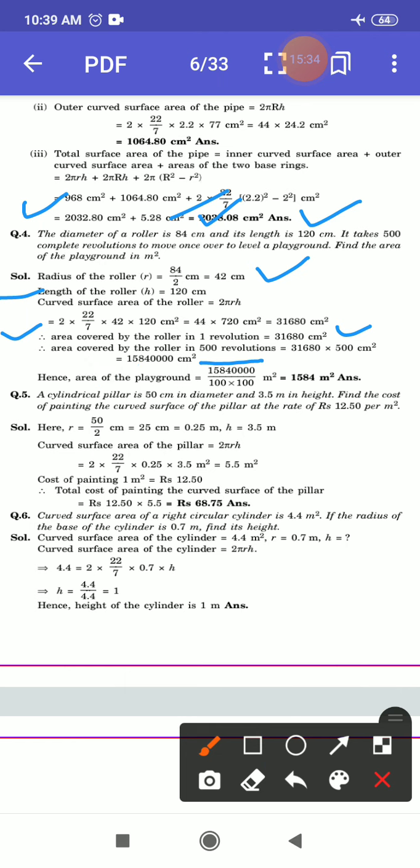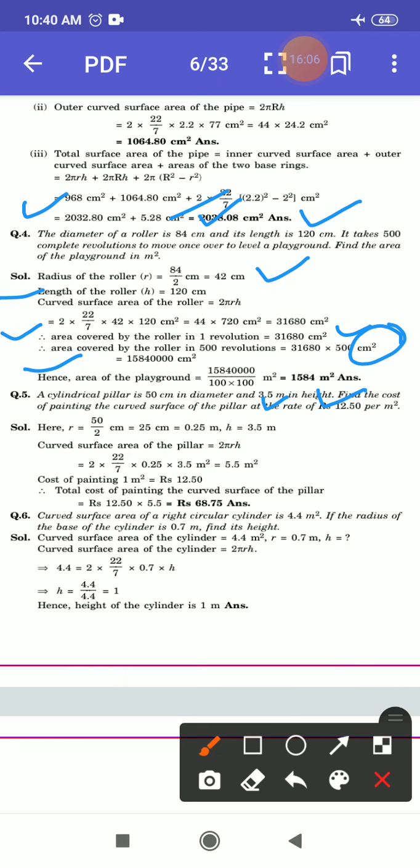Now you have to find the area of the playground in meters. So you have to divide by 10 into 10 for converting centimeter square into meter square, and divide it. Then the value is 1584 meter square. This is the total answer of this question, the total distance that is covered by the roller. Okay, so this is the total distance.